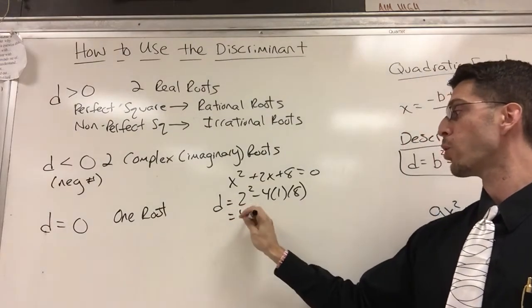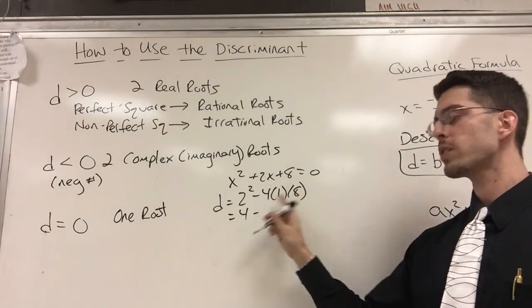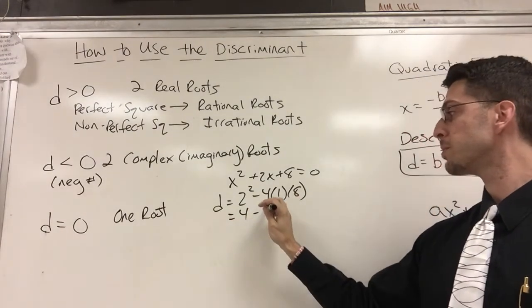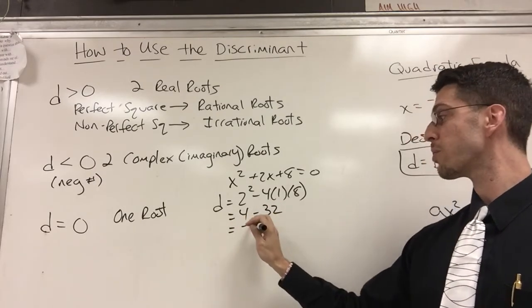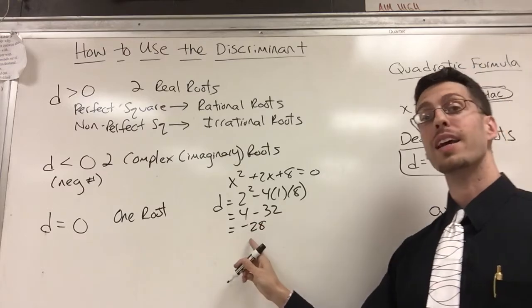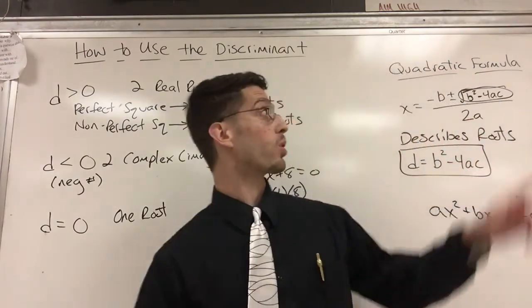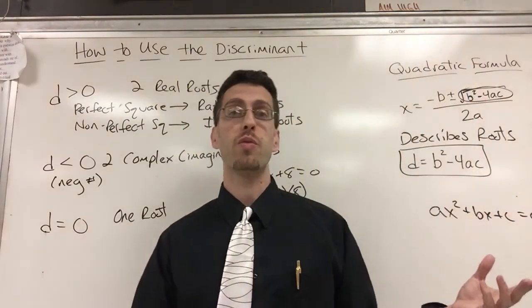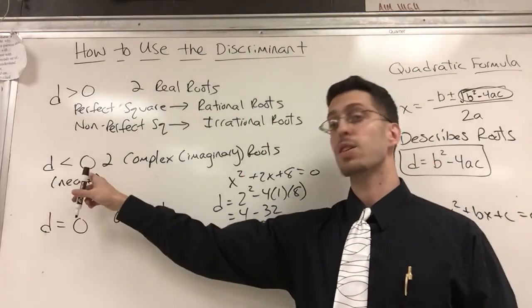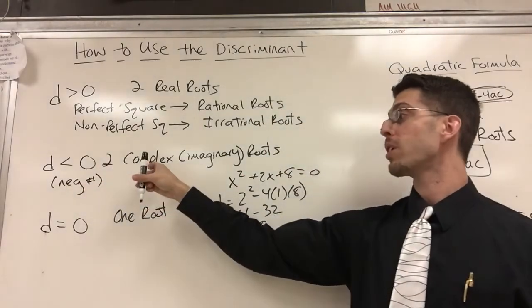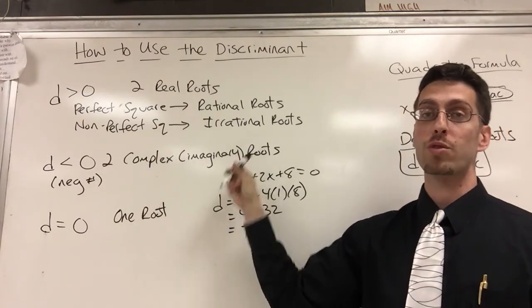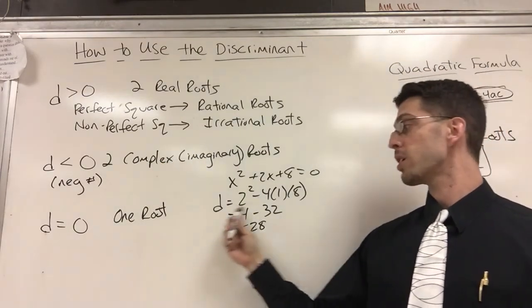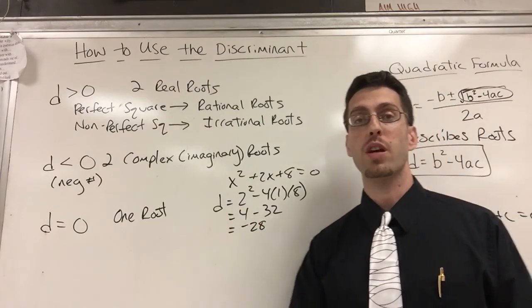So what is that? 4 times 8 is 32. And 4 minus 32 is negative 28. So I got a negative answer, which means a negative number would go here. Don't know what the square root of a negative number is. That's less than 0 for sure. So I'm going to say, well, my roots are going to be 2 complex imaginary roots. All right, that's it. Plug it into this simple formula, describe your roots, and you're done.